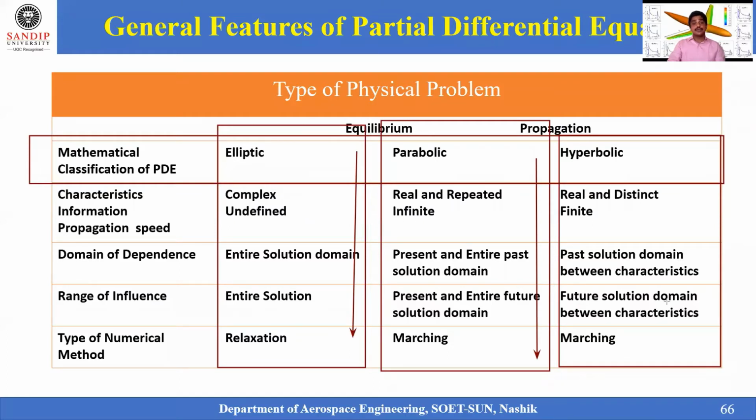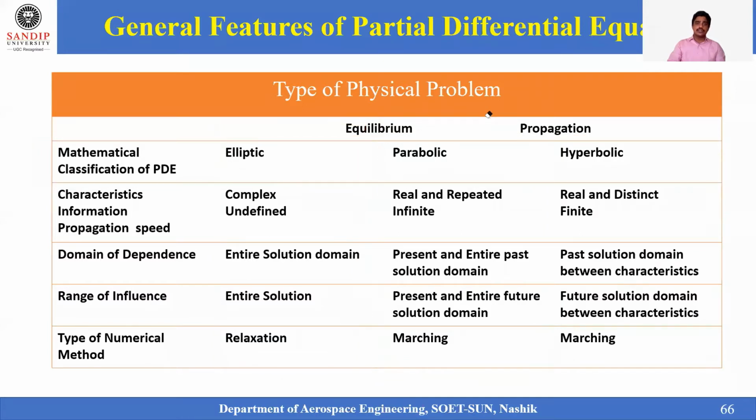So how exactly does the future solution depend? That depends upon the solution of the range of influence. Next, the numerical method adopted is the marching method. If you have already done numerical methods, you might be aware of the relaxation methods or the numerical methods. So this is the overall conclusion.